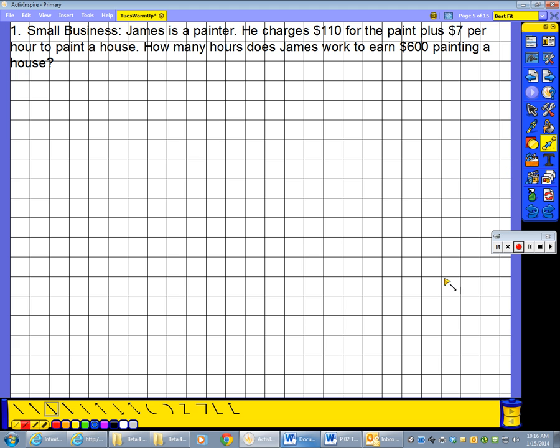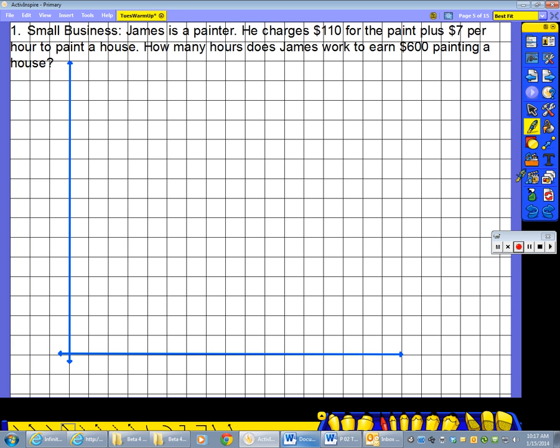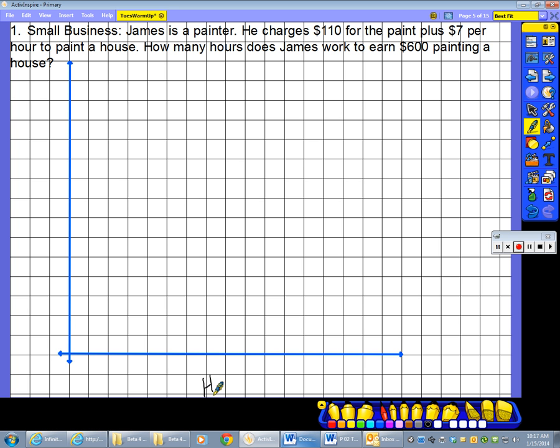Okay, so the very first thing I'm going to do here is create an X and Y axis, and I'm going to use the grids, the lines on my graph paper, and it's going to look something like this. I'm going to put hours down here for the x-axis, and I'm going to put how much he charges over here on the side for my y-axis.